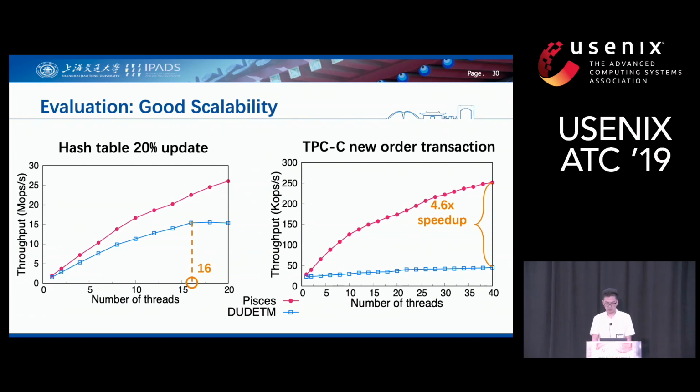In the testing for the TPC-C new order transaction, each thread has a warehouse and all the transactions are write transactions. DudeTM cannot scale because such a transaction generates many more logs and the background thread cannot catch up with the pace of the foreground threads. In contrast, Pisces can also scale much better.